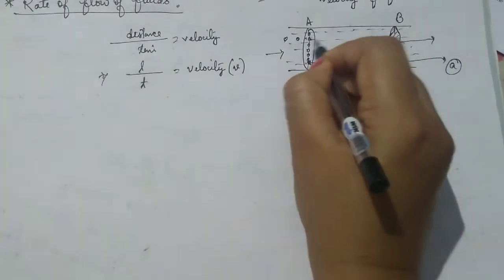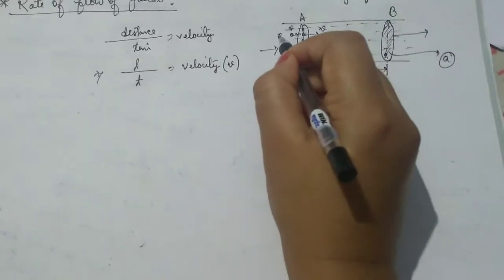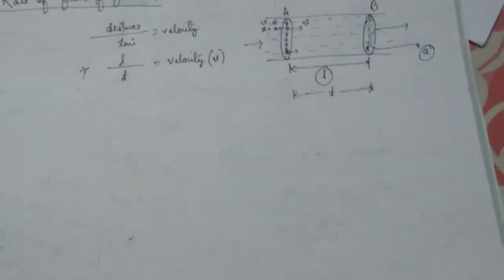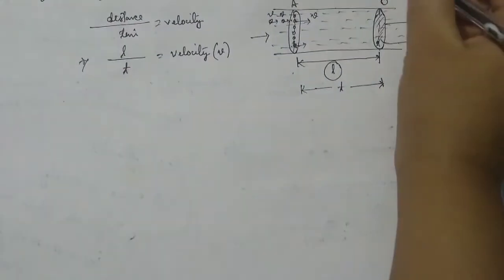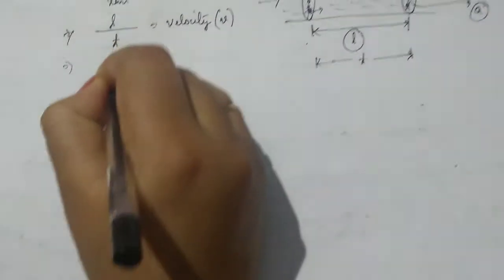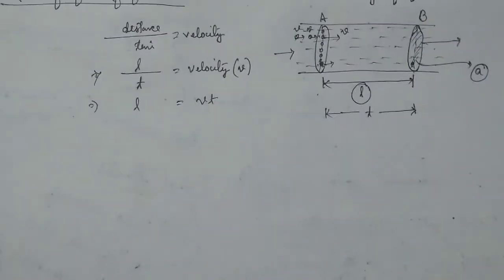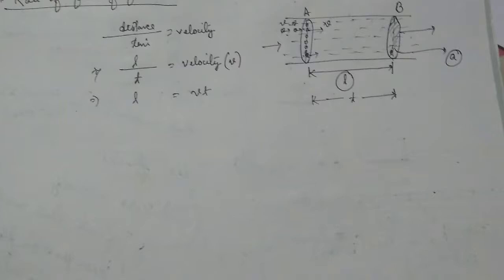So if this molecule is moving with a velocity v, this is also going to follow the velocity v, and this is also going to follow the velocity v. So velocity of flow is now small v. So can I write L equal to v into t?